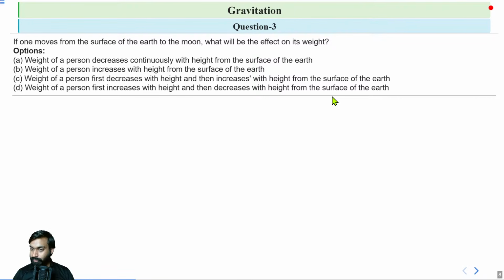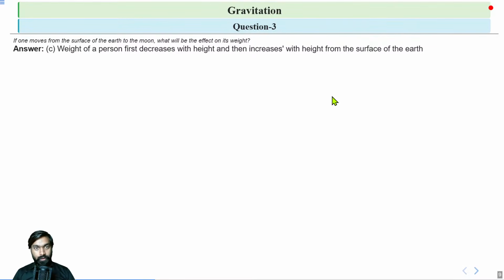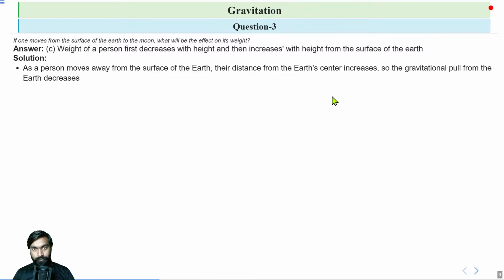Yes, this is a theoretical question. So the correct option is C. The weight of a person first decreases with height and then increases with height from the surface of the earth. Okay, let's see the solution.